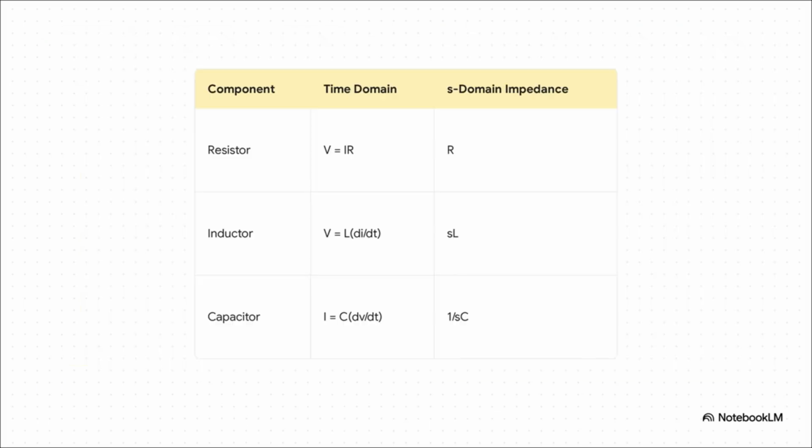And look at what this does to our circuit components. It's amazing. The resistor, well, it stays the same. But the inductor, with its differential equation, poof, it's just SL. The capacitor, now it's just 1 over SC. All of our circuit parts are now described with simple algebra. We call these their impedances, and they make our lives so much easier.